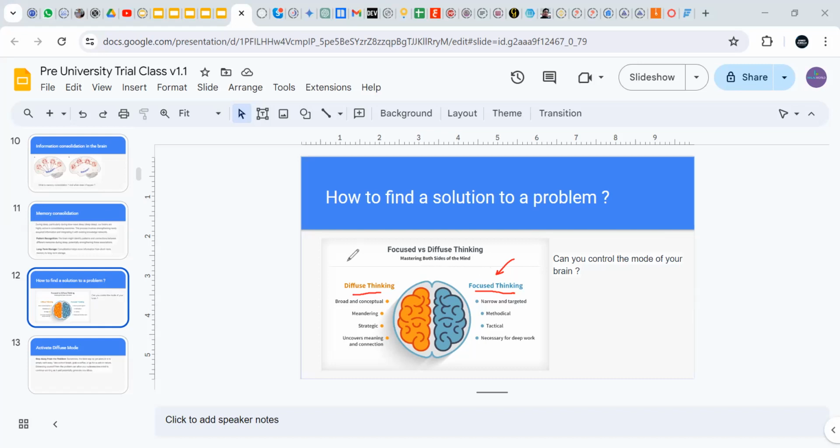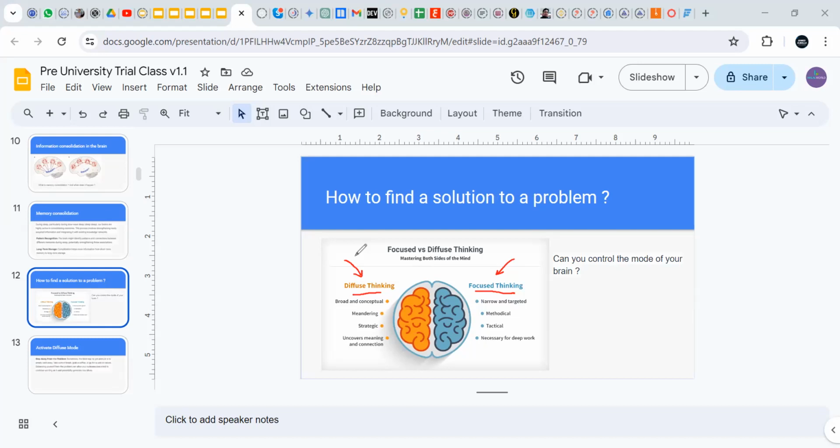But there is another mode that you're able to activate, and this is very important. Why? Because diffuse thinking is a mode you can put your brain in, and it helps you to solve problems. It helps in brainstorming. It helps you to become creative. If you have a problem you want to find a solution for, you have to activate the diffuse mode. But how to activate that mode?